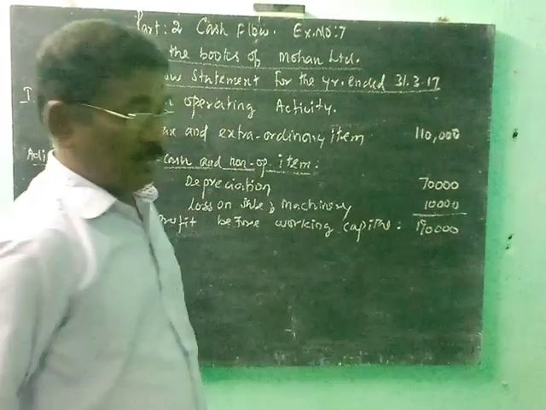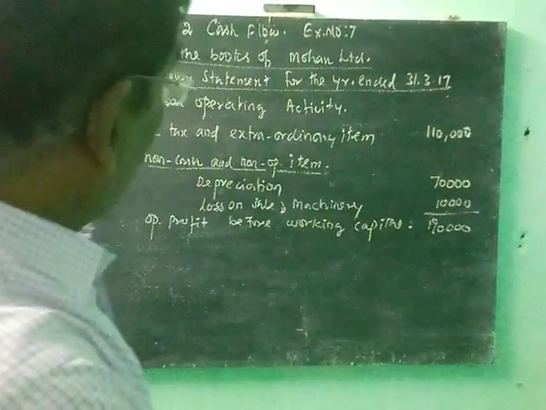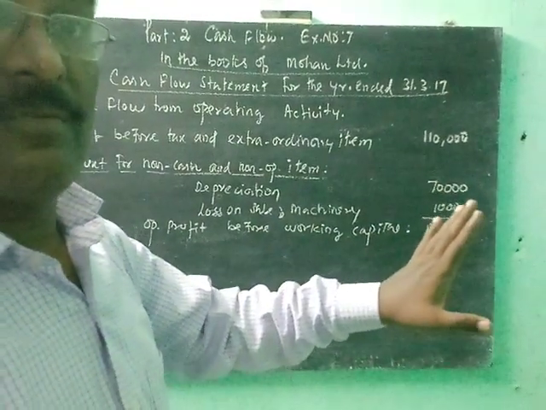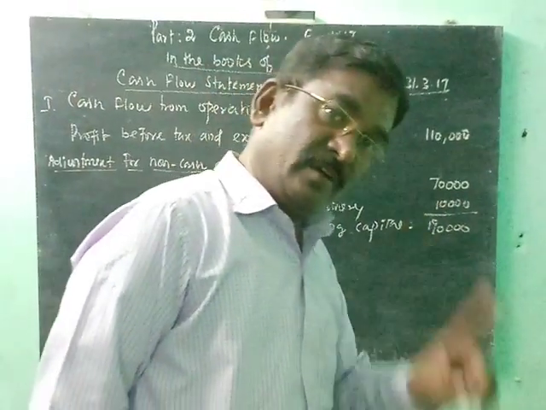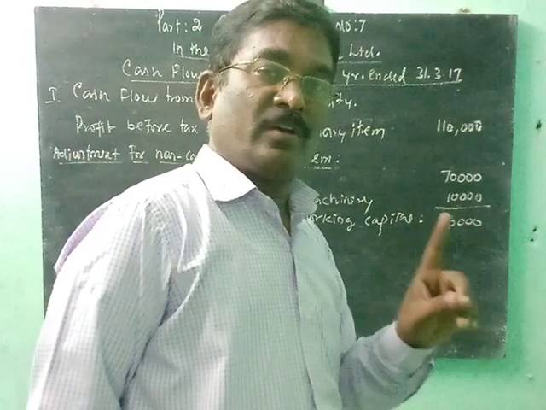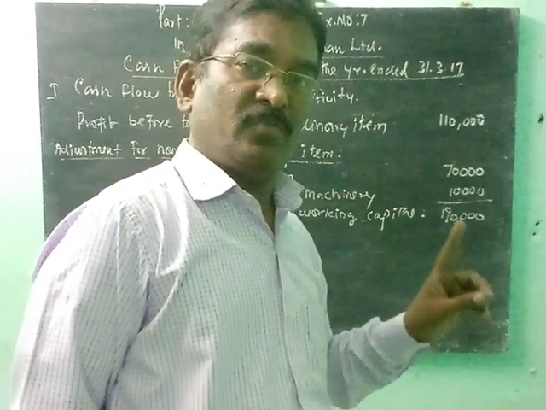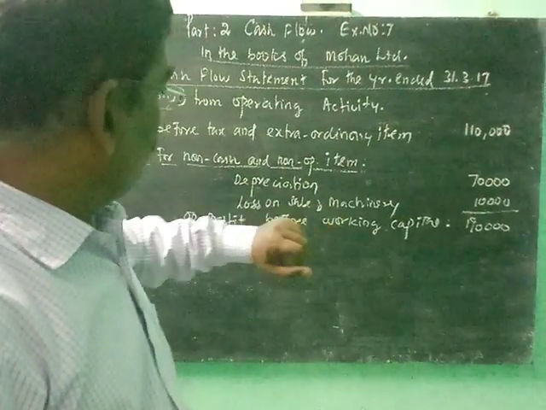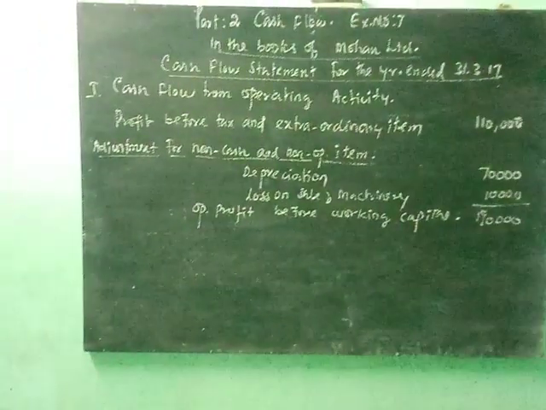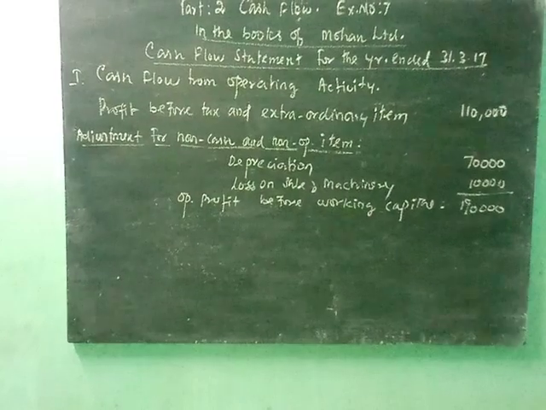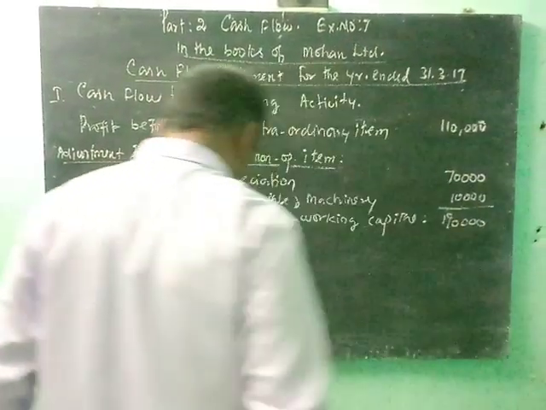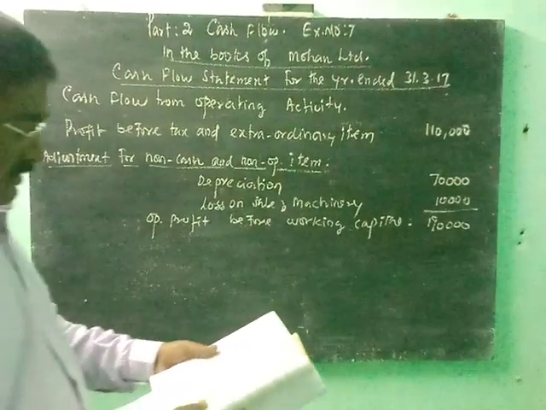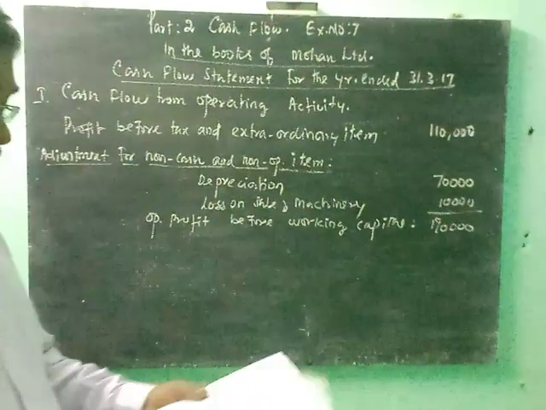Okay. So dear students, in operating activity, profit and working capital are involved. Net profit before tax and extraordinary item, then non-cash and non-operating items, then working capital. Working capital is the difference between current assets and current liabilities. In this problem, current assets are given separately and the current liabilities are also given separately.